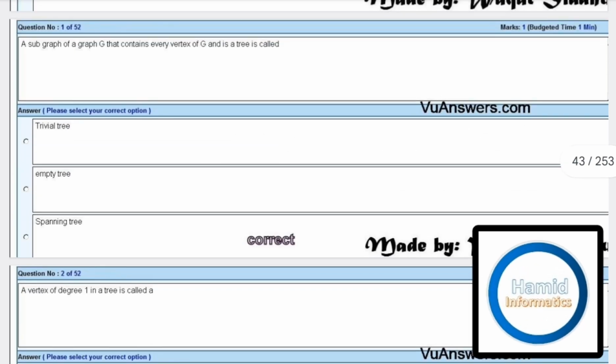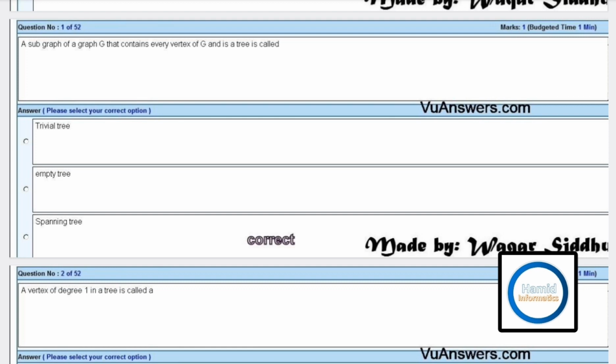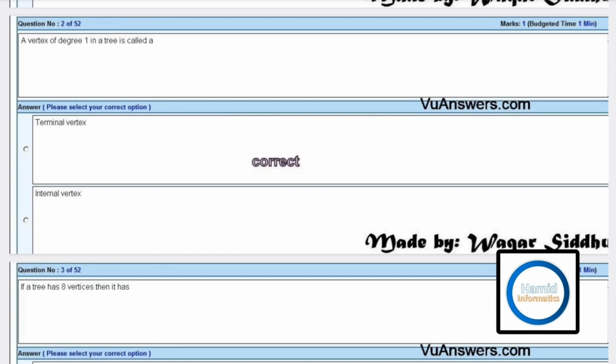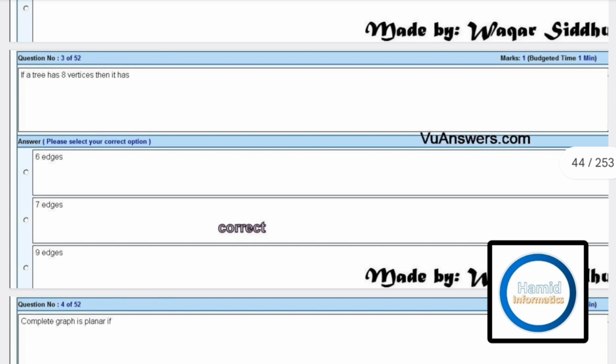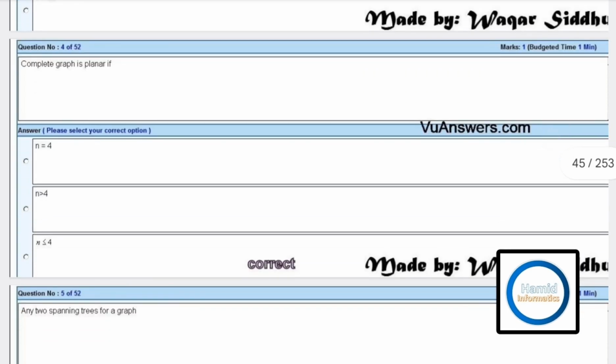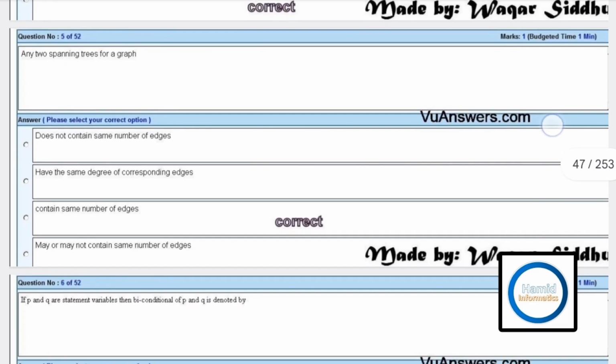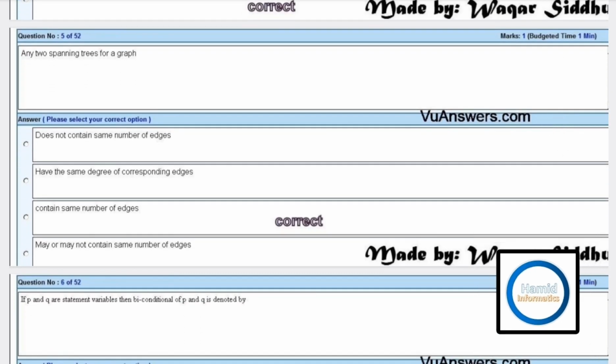Here a subgraph of a graph G that contains every vertex of G and is a tree is called a spanning tree. It is a repeating question. A vertex of degree 1 is called a terminal vertex. Next is if a tree has 8 vertices, then it has 7 edges. Complete graph is planar if n is less than or equal to 4. Next is any two spanning trees for a graph contain the same number of edges.